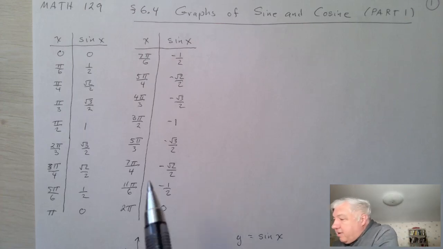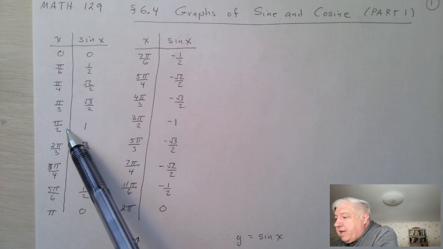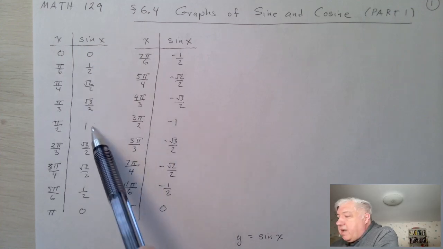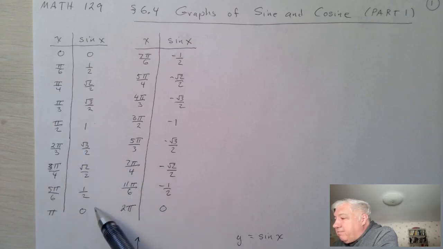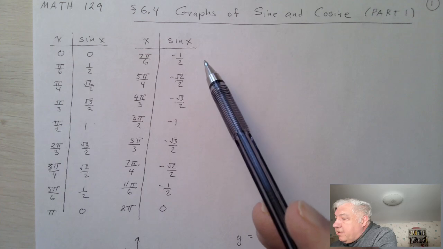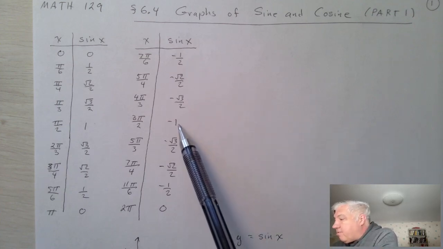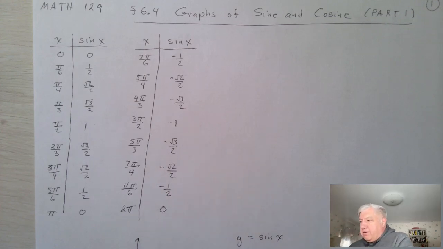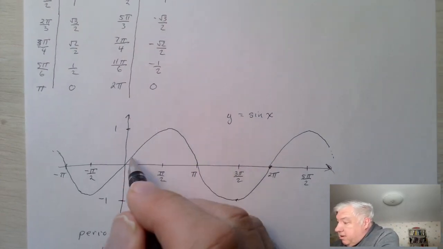We can see that in the first quadrant, when we go from 0 to pi over 2 radians, the sine goes from 0 to 1. Then in the second quadrant, from pi over 2 to pi, it goes from 1 back to 0. In the third quadrant, it goes from 0 to negative 1. And in the fourth quadrant, from 3 pi over 2 to 2 pi, it goes from negative 1 back to 0.